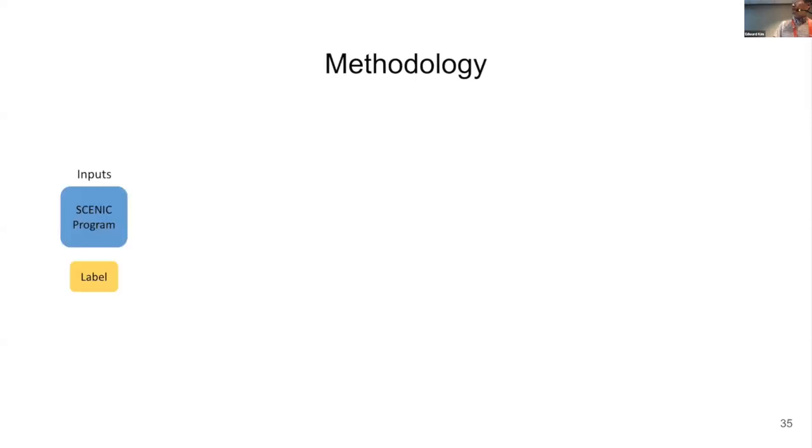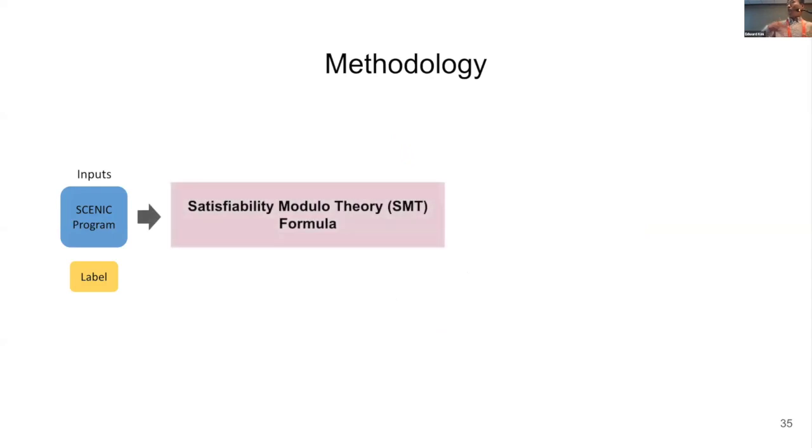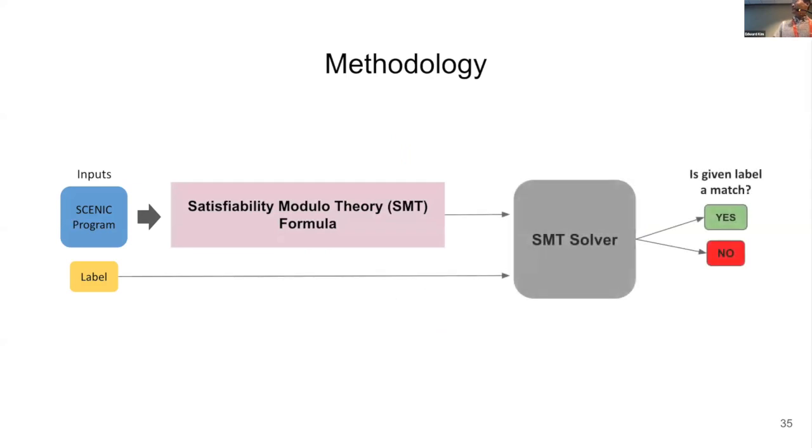So the methodology is quite straightforward, which is to convert the SCENIC program into a mathematical representation, which in this case is an SMT formula. You don't have to know what that is. And then we use a solver and then compare the label to see, okay, is the information in the label satisfying the constraints that are specified in the SCENIC program?